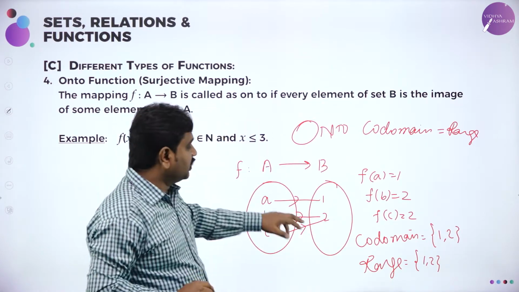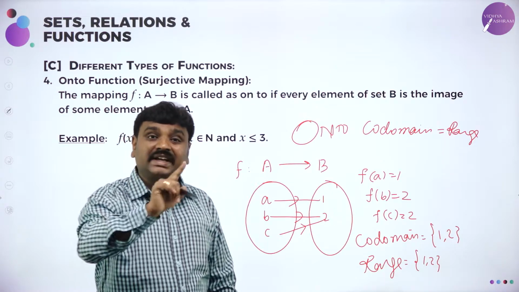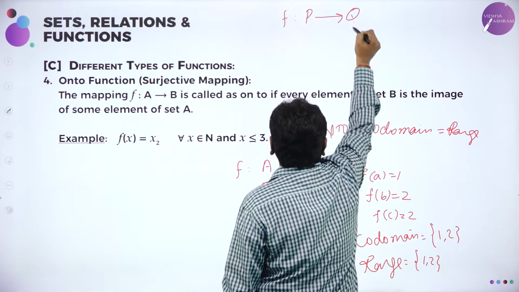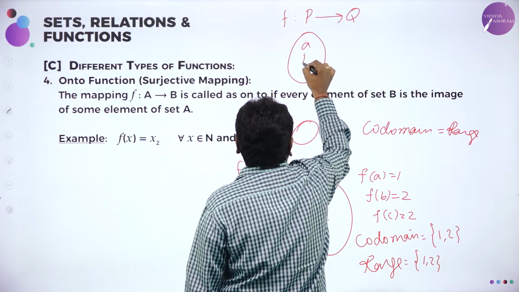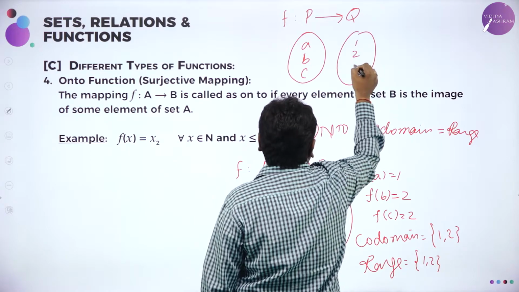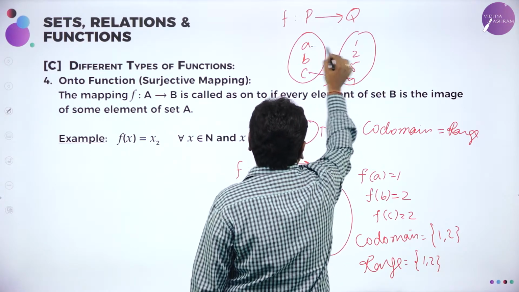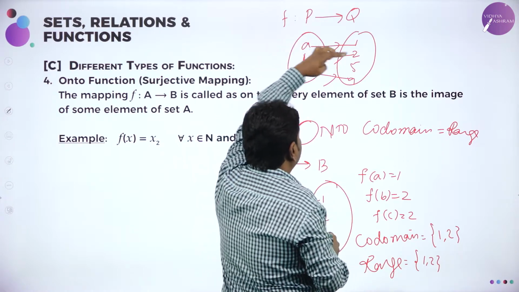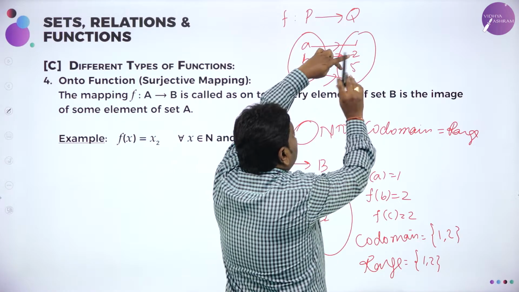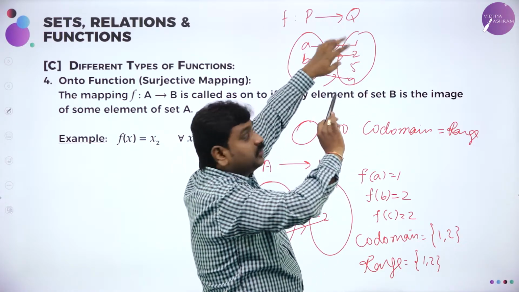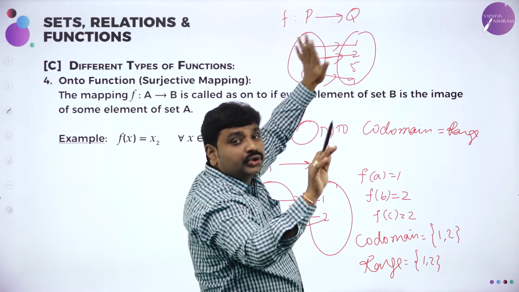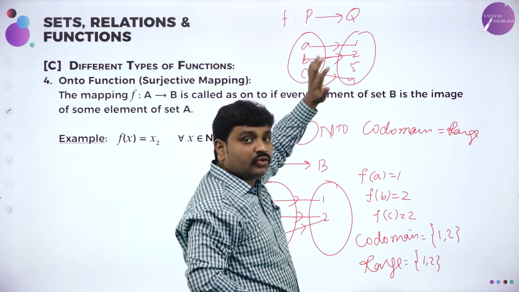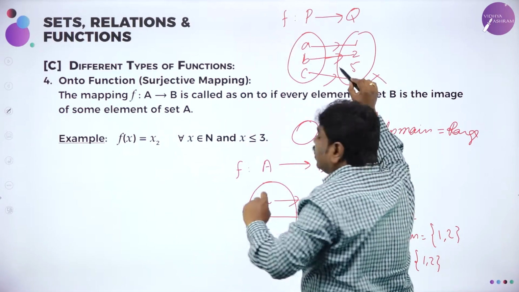Onto means simple. In the second set, every element should act as an image. For example, if I write f maps P to Q, a, b, c, and say 1, 2, 5, 9, c maps to 9, b maps to this and this. Now I have written image of a is 1, image of b is 2, image of c is 9. But here you can see 5 is not acting as an image. Therefore, this is not onto. Onto means all the elements should act as images, but 5 is not acting as an image. Therefore, it is not onto. We call it into.